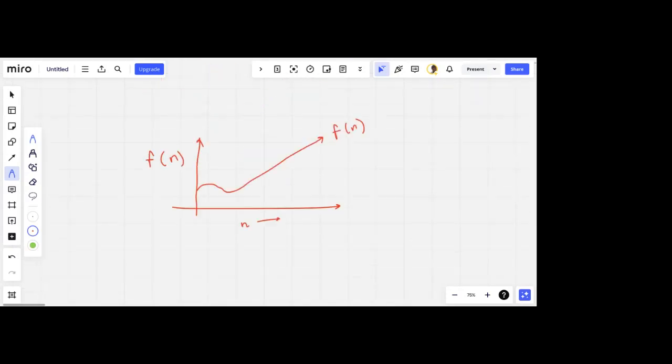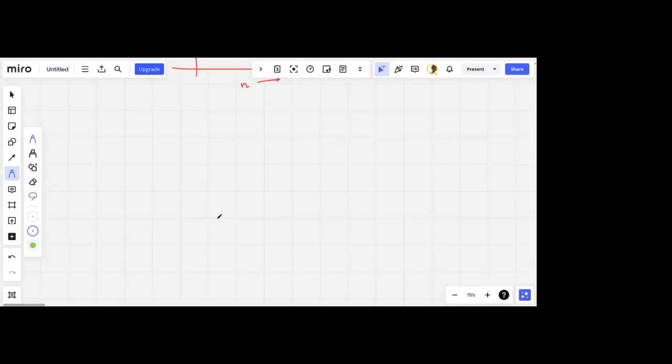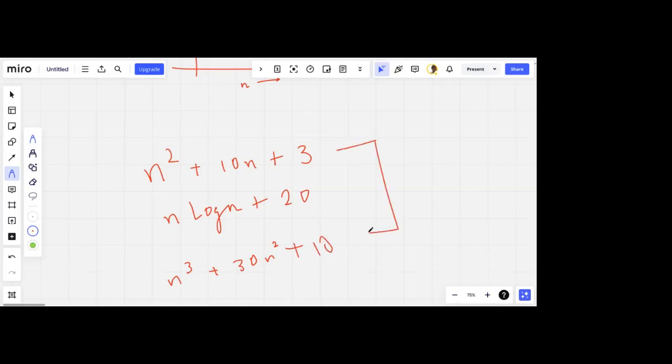For example, if the input size is n, the time that an algorithm takes can be n square plus 10n plus 3, right? Or it can be n log n plus 20, or it can be n cube plus 30 n square plus 10, anything. But all of these are functions of n, right? All of these are functions of n, f of n. Yes or no?